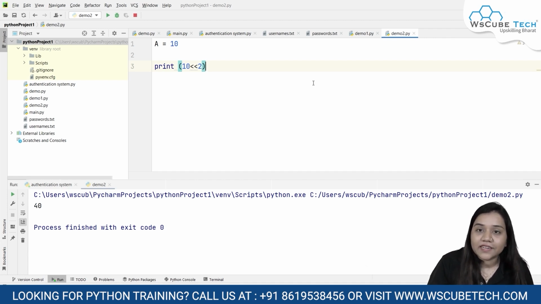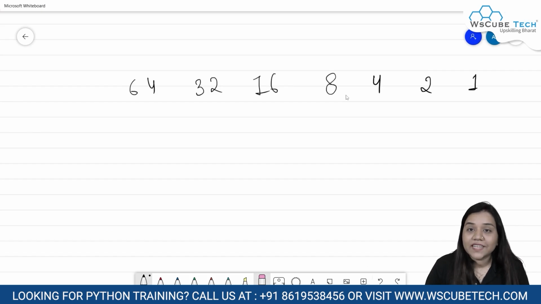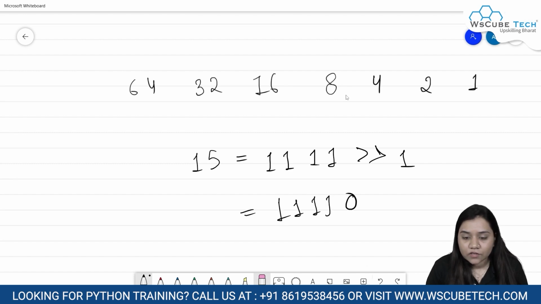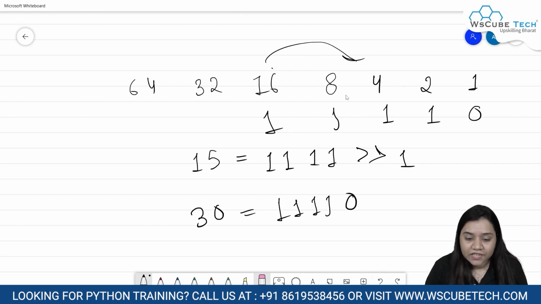Let's consider another example over here. I'm considering an example of 15. We know that 15 is equal to 1111. If I shift it by 1 over here, let's see what we get. We get 11110. When I get 0 1 1 1 1 0 over here, 16 plus 4 is 20, 20 plus 8 is 28, plus 2 is 30. So it should give me 30. By shifting it by 1, it should give me 30.